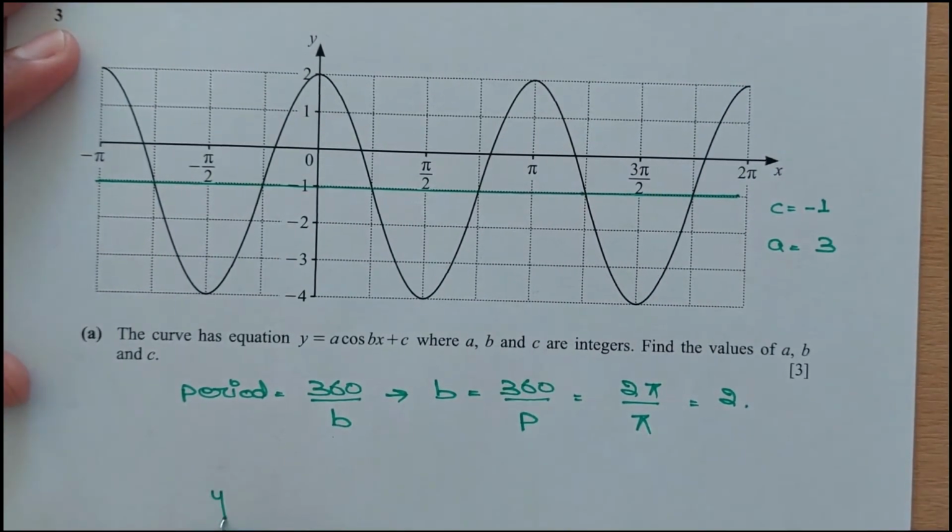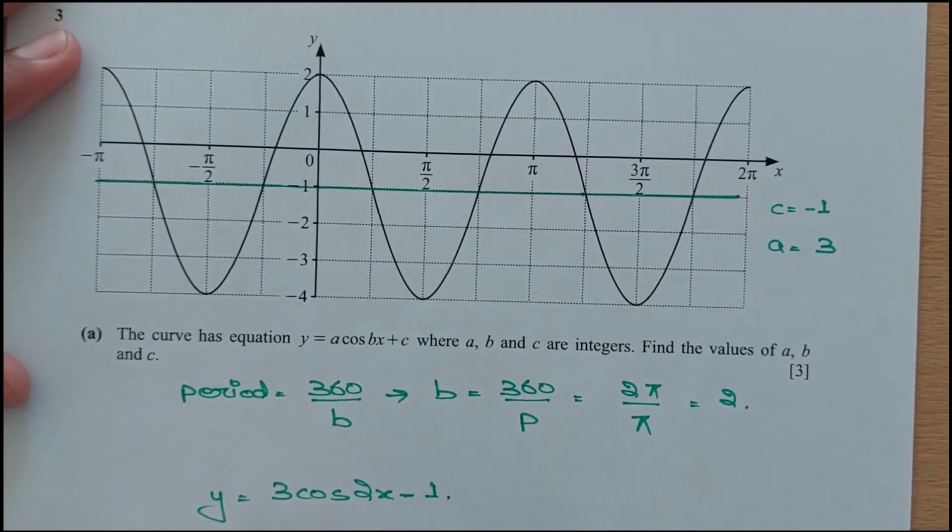So we can say y equals 3 cos 2x minus 1. So this is the equation for the given curve.